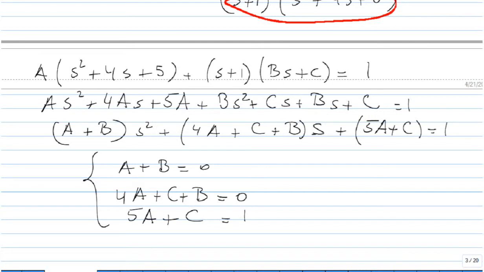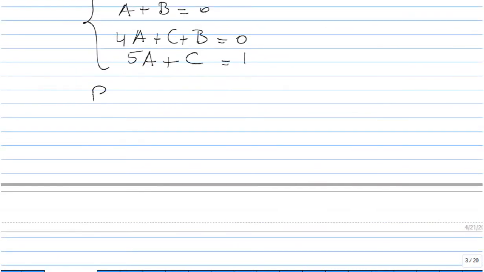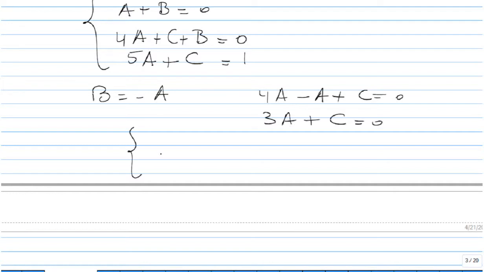That's the constant term. Okay? So the first one gives me b equals minus a. And if I replace in the second equation, I will get for a minus a plus c equals 0, or 3a plus c equals 0. So I have these two equations only with a and c: 3a plus c equals 0, 5a plus c equals 1. If I take the second equation minus the first equation, I will get 2a equals 1, or a equals 1 half.